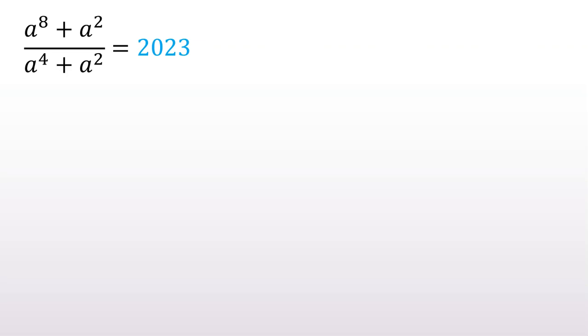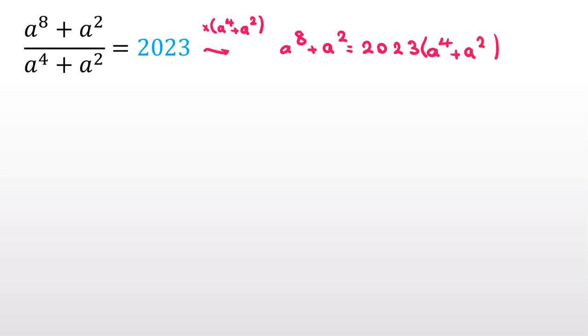(a to the 8 plus a squared) all over (a to the 4 plus a squared) equals 2023. We want to find a as well. First step, we cross multiply, or we can say we multiply both sides by a to the 4 plus a squared. The left side will be a to the 8 plus a squared. The right side will be 2023 times (a to the 4 plus a squared).